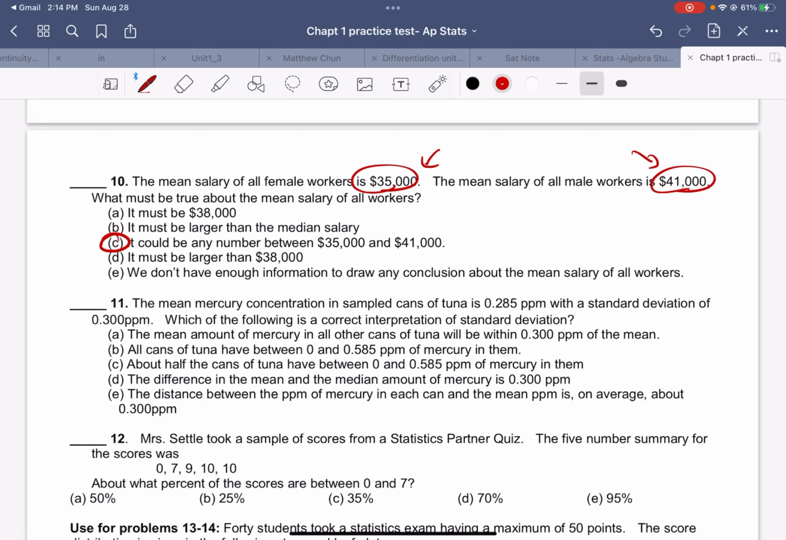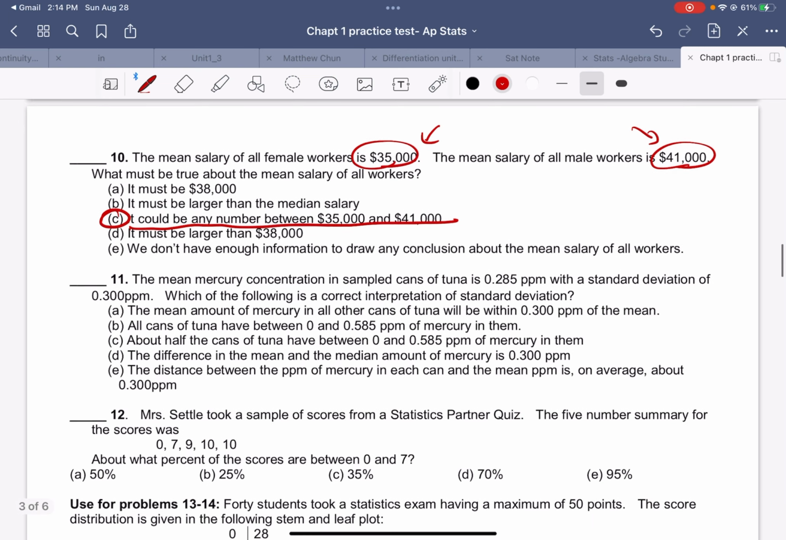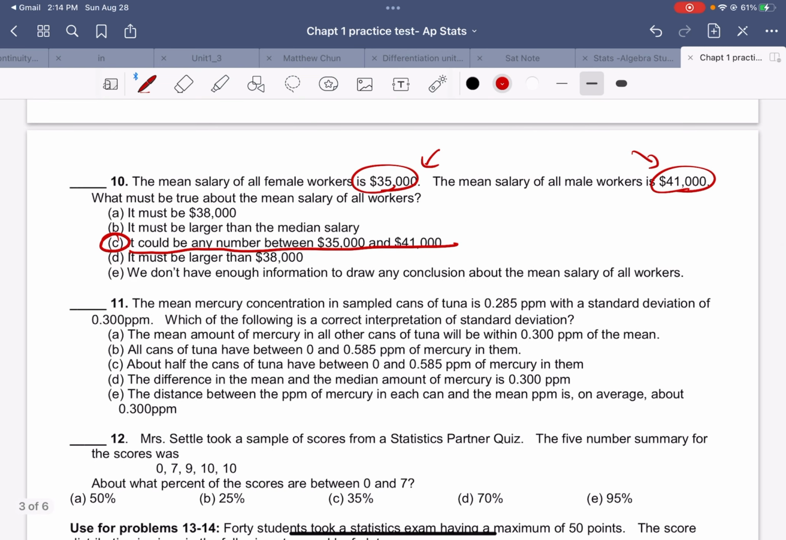And then you can say we don't have enough information to reach any conclusion. I mean, this is true, so you can conclude that one. But you cannot conclude the exact mean salary of all workers because the number of workers is not given.